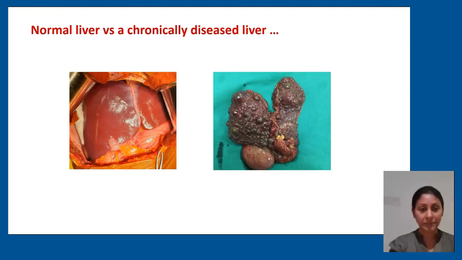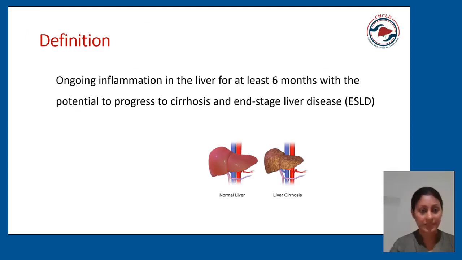Having that in mind, let's see the definition of chronic liver disease. This is actually a theoretical definition, but let's see what it says. Ongoing inflammation in the liver for at least 6 months with the potential to progress to cirrhosis and end-stage liver disease. This is the definition given by ESPGHAN and the European Society of Liver Transplantation.